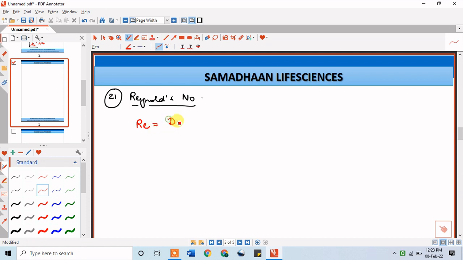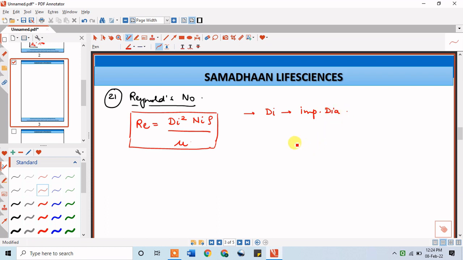is equals to di का square into Ni into rho divided by mu. ठीक है, ये हो गया. Re is equals to di square Ni rho upon mu. और यहाँ पे what is di, ये याद रखना है. di is the impeller diameter. impeller का diameter जो है.